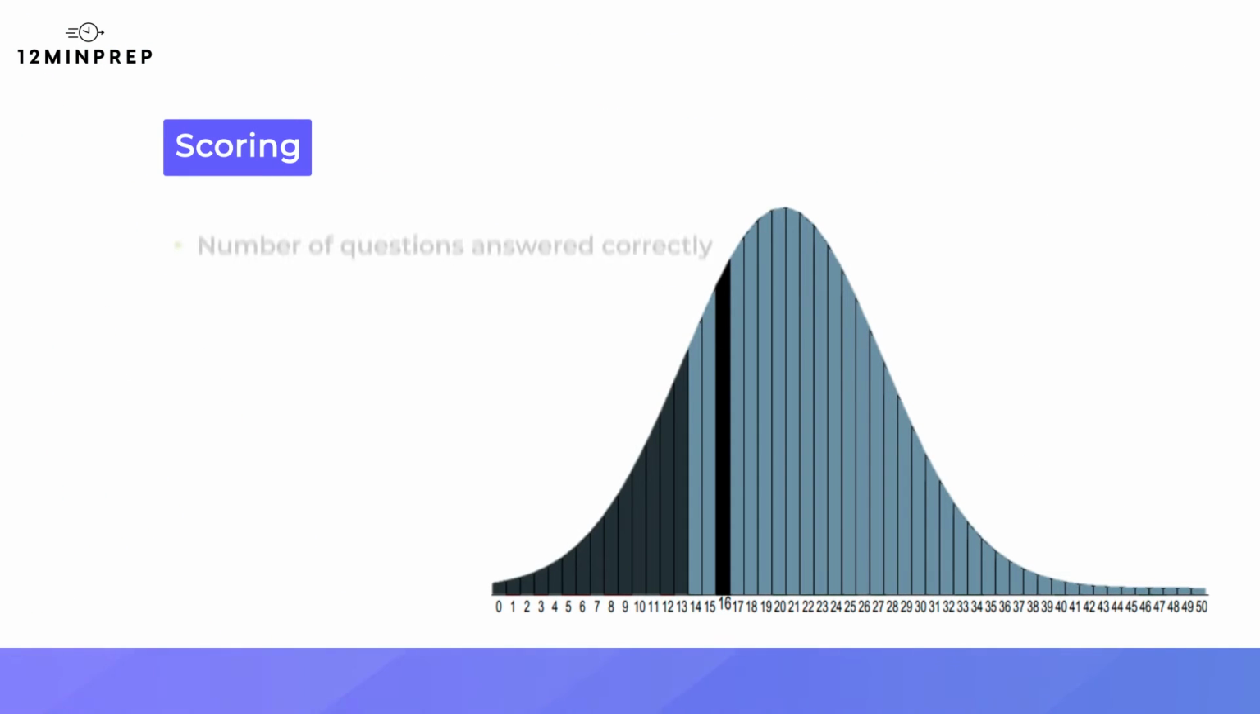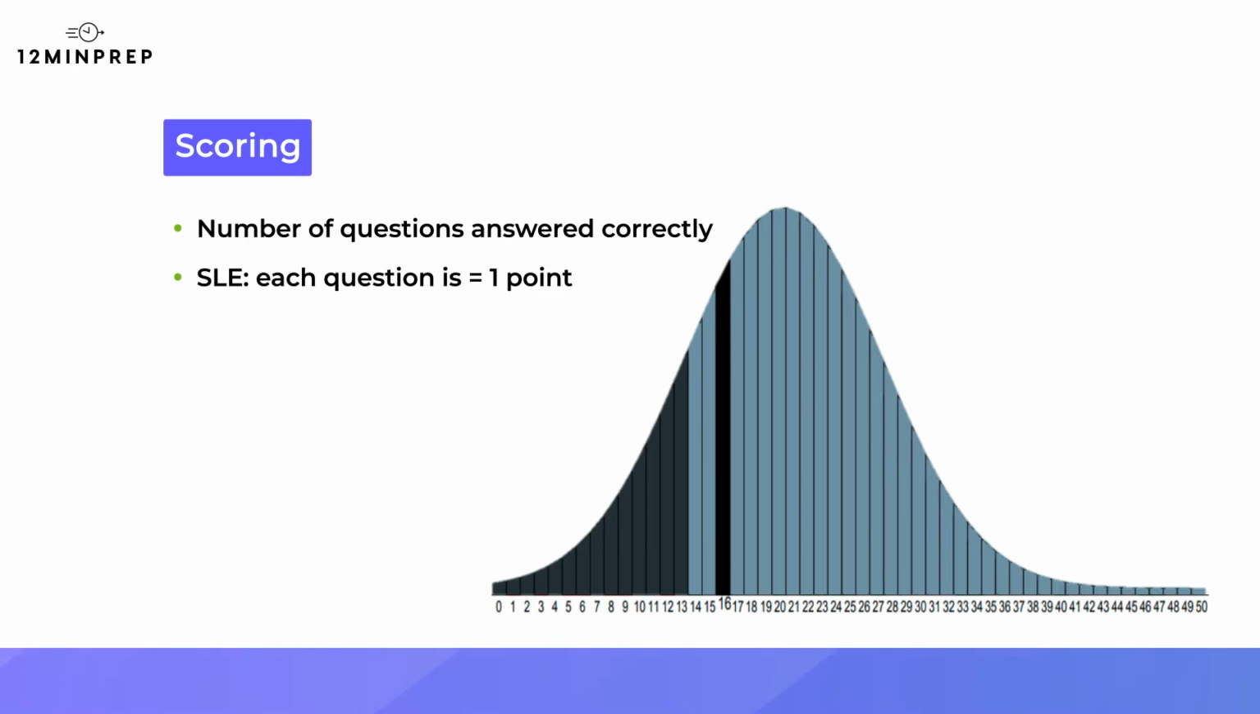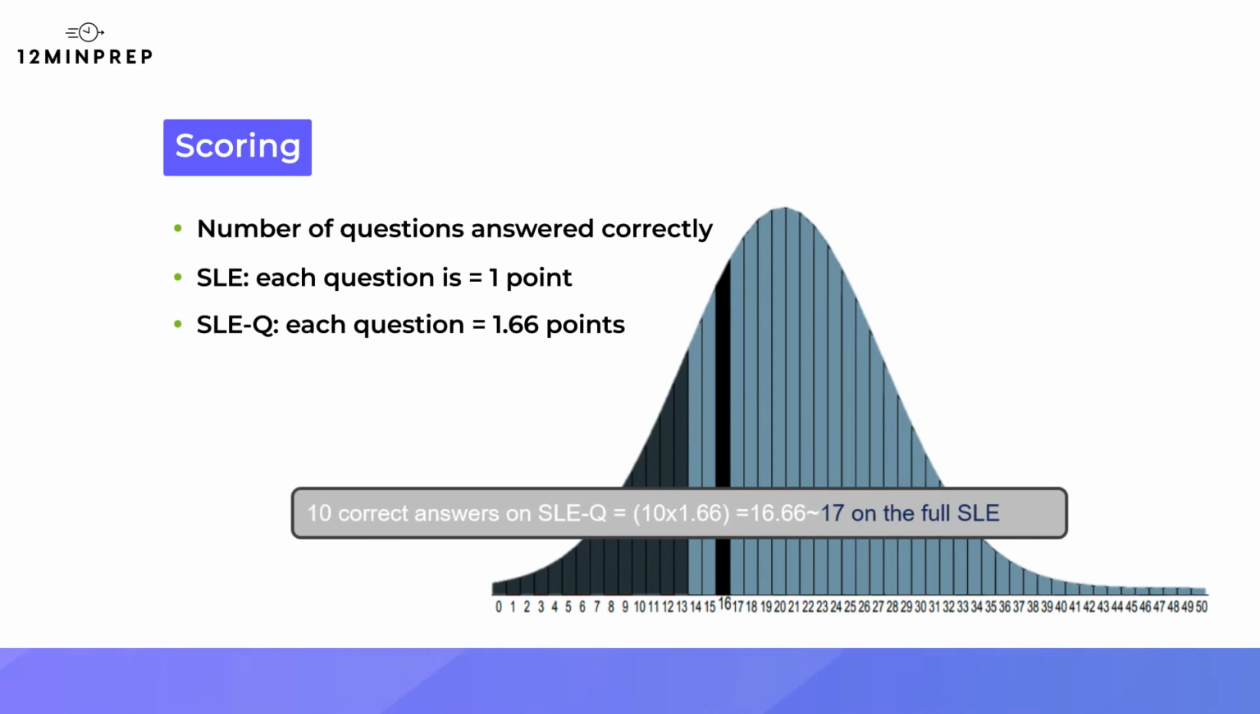Your score is simply the number of questions you answered correctly out of 50. On the full SLE, each question is worth 1 point, but on the SLEQ, each question is worth 1.66 points, so that your highest possible score will still be 50. If Jane took the short 30-question version, her score would be converted to the full test scale. And so if she got 10 correct answers out of 30 questions on SLEQ, the system will automatically multiply her score by 1.66 and will round it up to the nearest whole number, in this case 17.